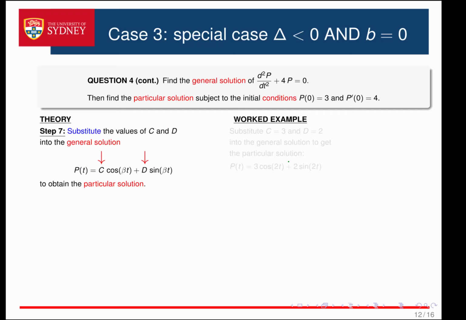Step 7. Having found values for the constants c and d, we can now write down our particular solution. Here, substituting c is equal to 3 and d is equal to 2 into the general solution, we get p of t is equal to 3 cos of 2t plus 2 sine of 2t.